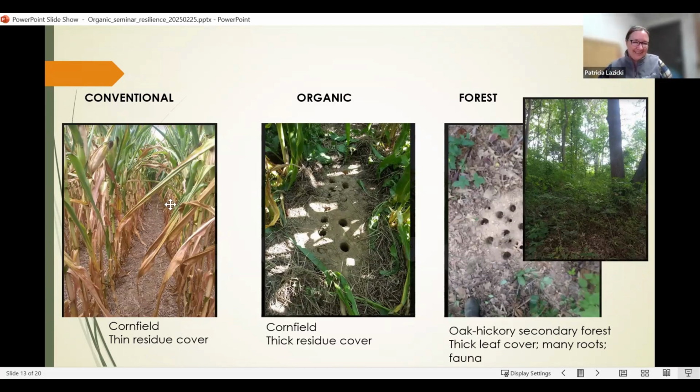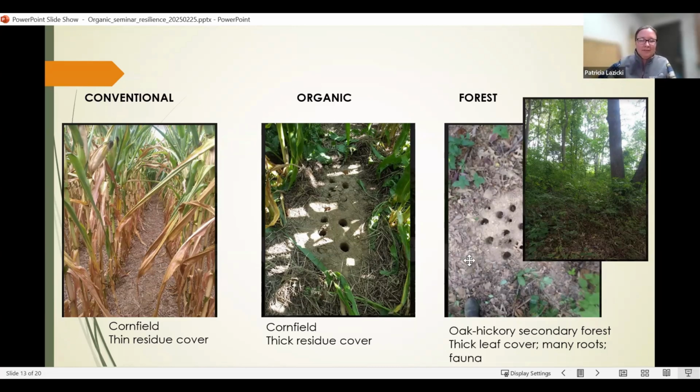So my conventional soil, this is what it looked like. Notice there's some soil cracking in there. Notice the thin residue cover, redder color. Organic had a thick residue cover. It was a very spongy soil. It had higher moisture. You could tell just by feeling it, even though the fields were very close to each other. My forest soil was also a very spongy soil, with very thick leaf cover, many roots, and lots of soil fauna.